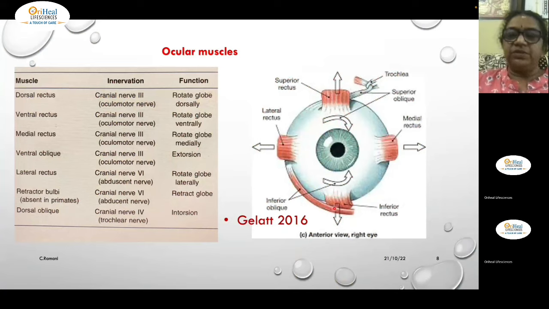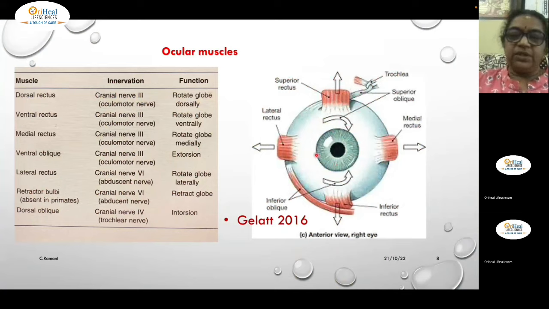Now, to effect all these functions, the innervations are also very important. The dorsal superior oblique muscle alone is supplied by the fourth trochlear nerve, and then there are the lateral rectus and the retractor bulbi muscle. So there is a muscle behind also, which is very characteristic of animals. It is not present in human beings. That is why animals are able to retract the eyeball back into the socket. This is, of course, a defense mechanism.